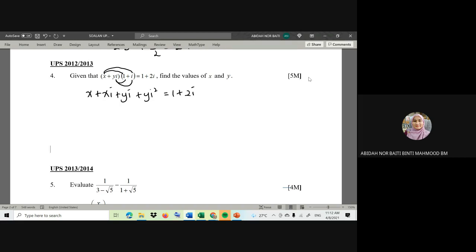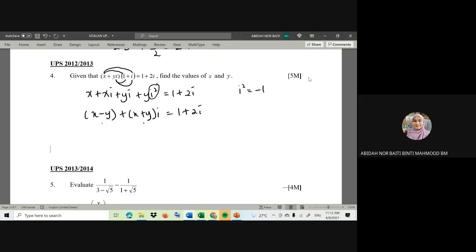Okay, and then we substitute i squared. We know that i squared equals negative 1. Okay, and rearrange. Rearrange your expression in the form of a complex number. So your real part is x minus y, plus x plus y i. This is your real and this is your imaginary, equal to 1 plus 2i.